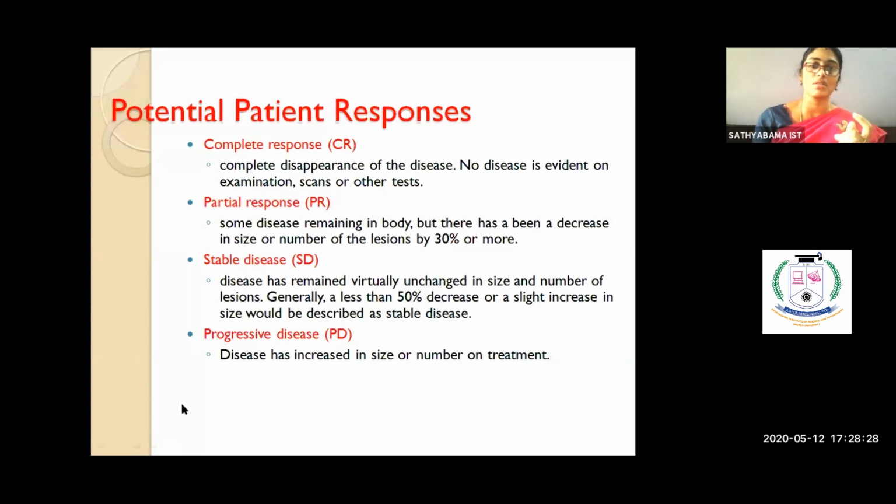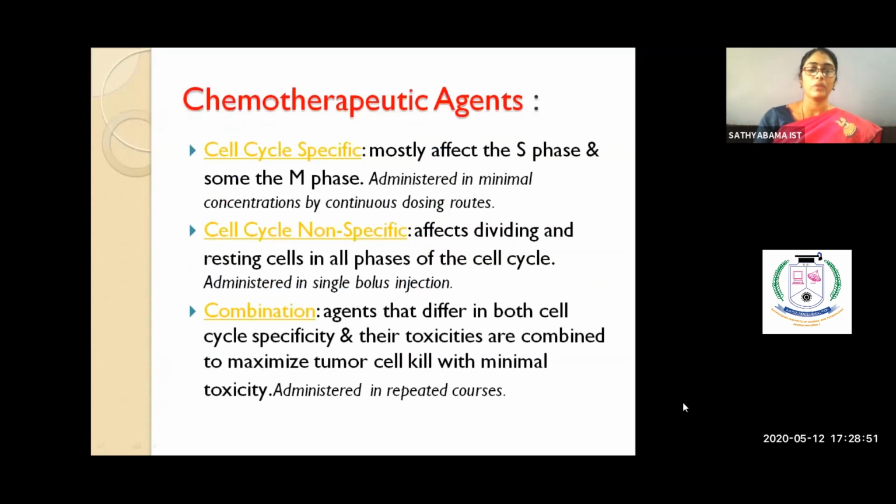And progressive disease. What do you call a progressive disease? That's the last, the palliation one. There is no cure, there is no control. It keeps on increasing, the cancer starts eating into the body, and there is no other way you can overcome it. So that's what it is: your CR, PR, SD, and your PD. These are important things which you need to know about your chemotherapy.